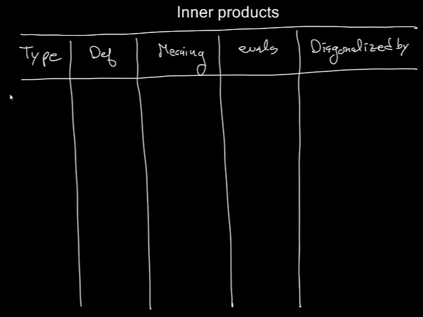We're going to talk now about inner products, and in particular positive definite inner products. But I want to start by summarizing the different kinds of matrices we've been talking about.